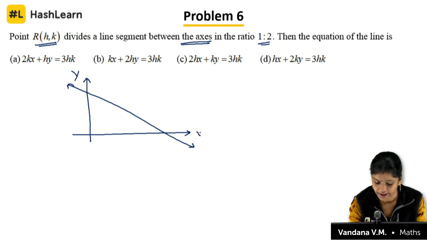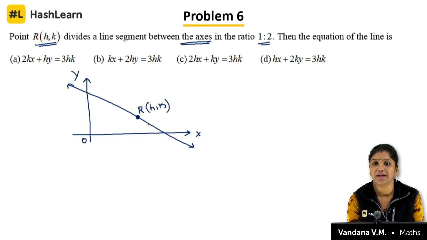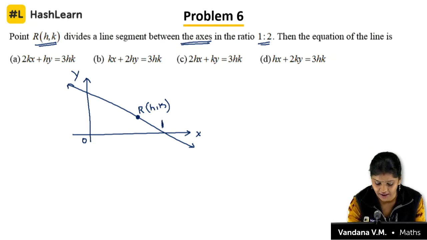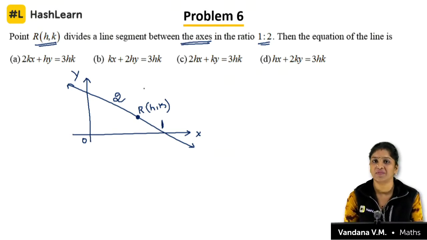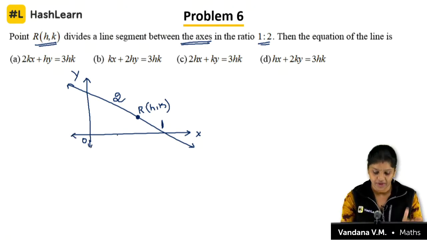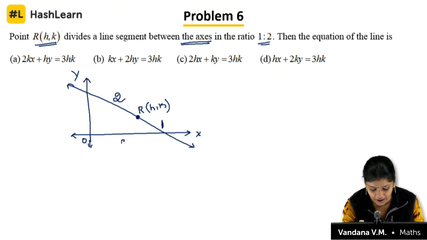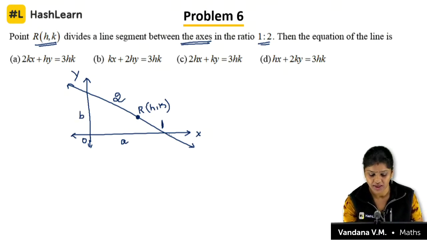This is the y axis, x axis, origin. There is a point R of h comma k. What it is doing? It is dividing the x axis in the ratio of 1 and the y axis in the ratio of 2. Clear? Usually, even if they don't tell it, there will be some distance from the origin to the x axis. That distance, let me take it as A. Here let me take this as B. Why? Because I need the point to find h comma k.